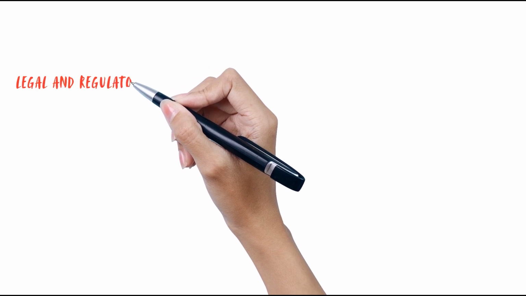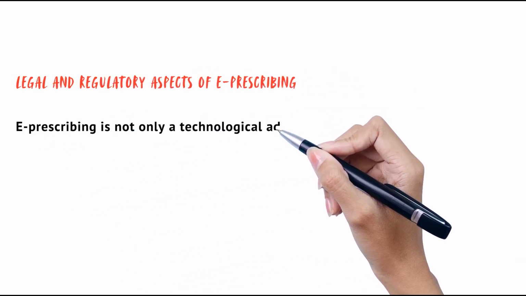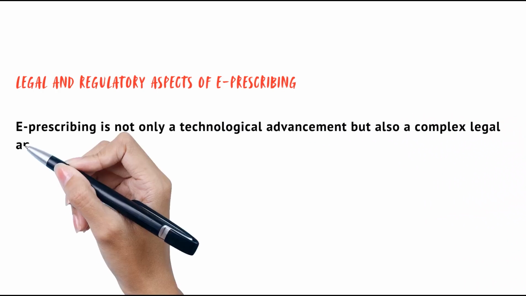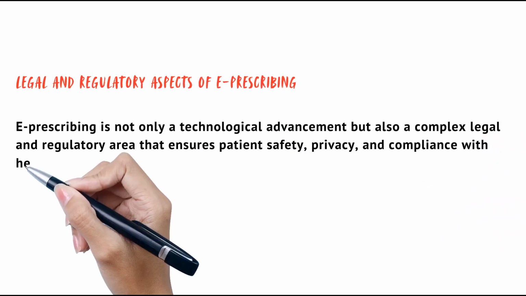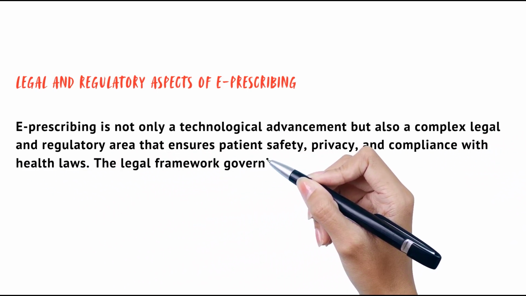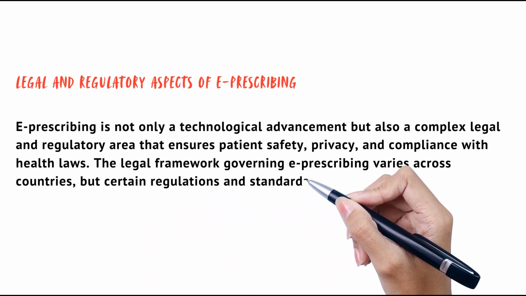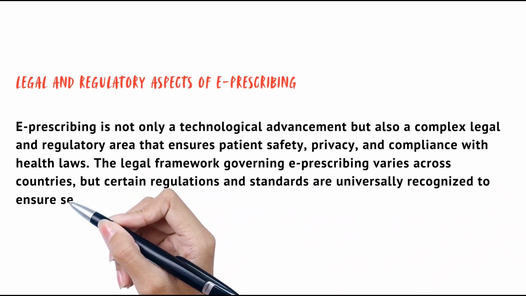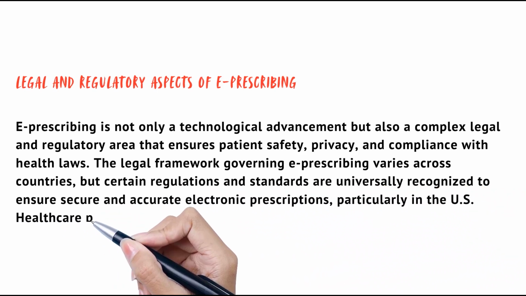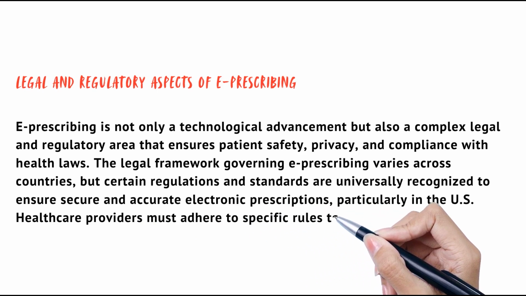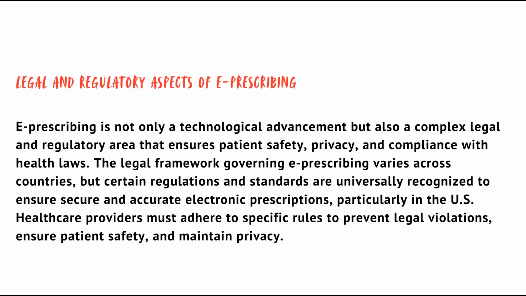Legal and regulatory aspects of e-prescribing. E-prescribing is not only a technological advancement, but also a complex legal and regulatory area that ensures patient safety, privacy, and compliance with health laws. The legal framework governing e-prescribing varies across countries, but certain regulations and standards are universally recognized to ensure secure and accurate electronic prescriptions, particularly in the U.S. Healthcare providers must adhere to specific rules to prevent legal violations, ensure patient safety, and maintain privacy.